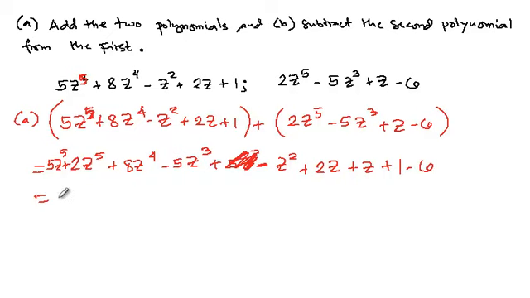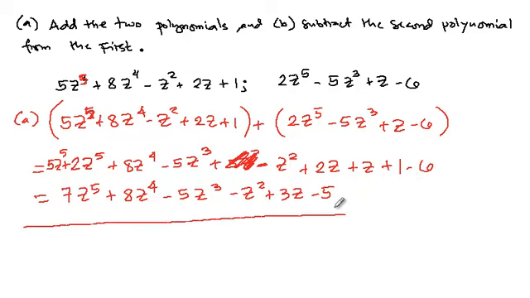And now we are ready to simplify. So we have 5 plus 2, z to the fifth is what? 7z to the fifth plus 8z fourth minus 5z cubed minus z squared. 2z plus z, that's 3z, plus 1 minus 6, that's negative 5. Okay? And that's your answer if you want to simply add those things. That easy.